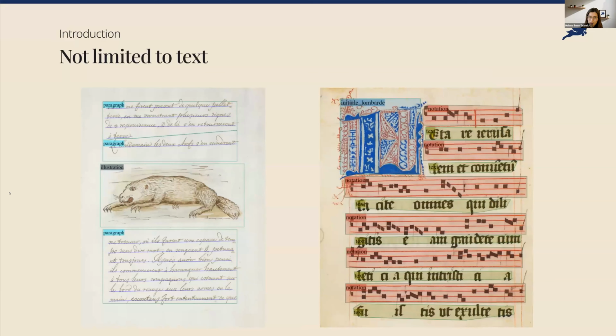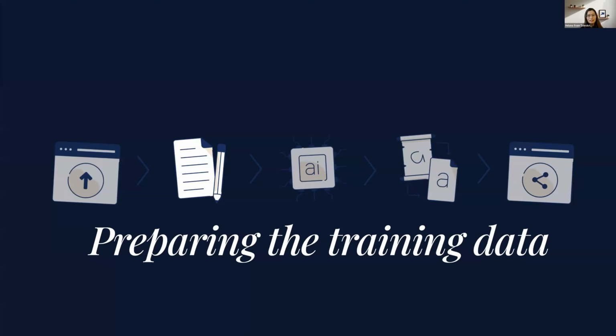But of course, it's not just limited to text. You can also train the model to recognize, for example, illustrations, as you can see here on the left side, or even elements of sheet music. And we actually have a project in Austria where they are working with sheet music. So there are no limits, and there are some very exciting projects that are working with this technology.